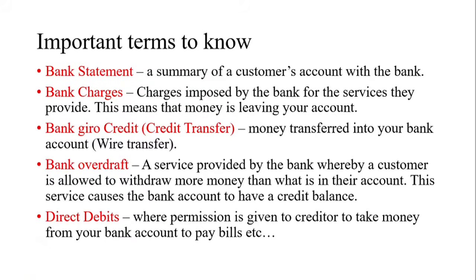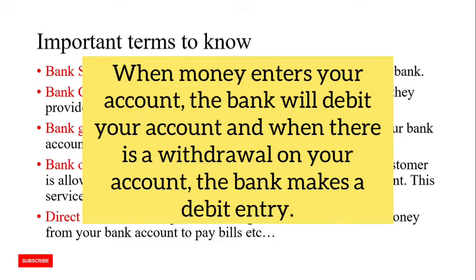Then we have direct debits. Direct debits is where permission is given to a creditor to take money from your bank account to pay bills, etc. I must stop right here though, to tell you guys that the banking world is a bit different from what we have been doing so far in accounting. So far, when we are talking about the double entry system, we normally say that if an account is receiving, we would debit the account, and if the account is paying out, we would credit the account. That would generally be for assets.